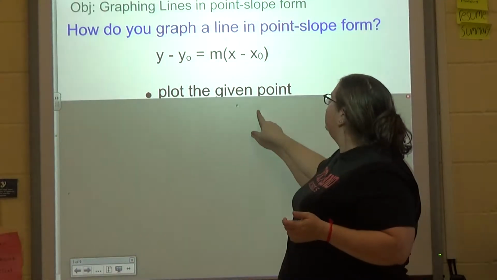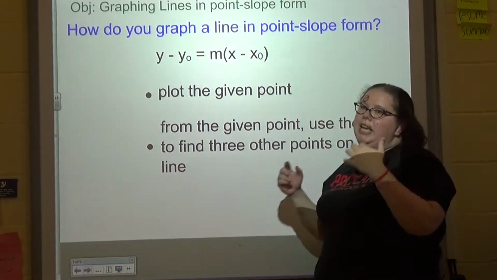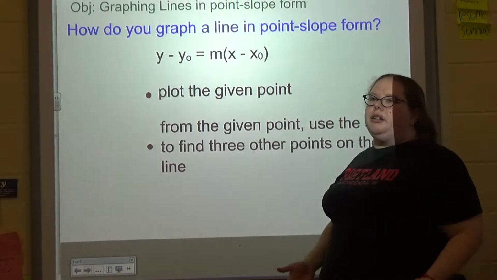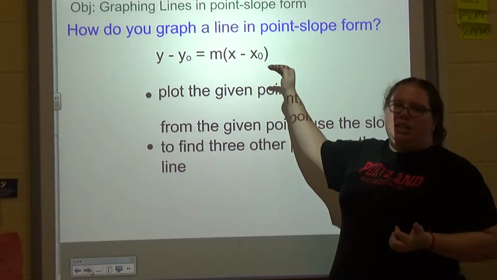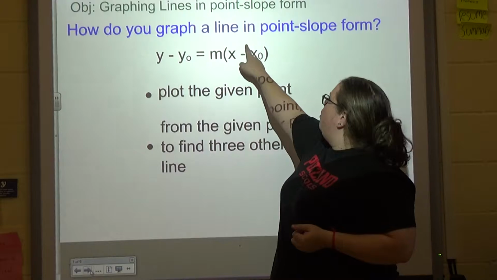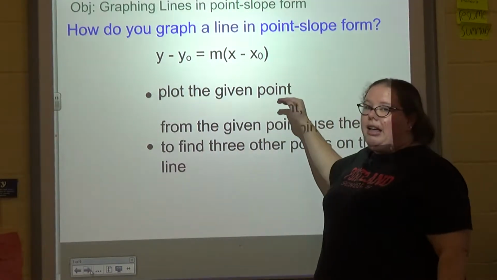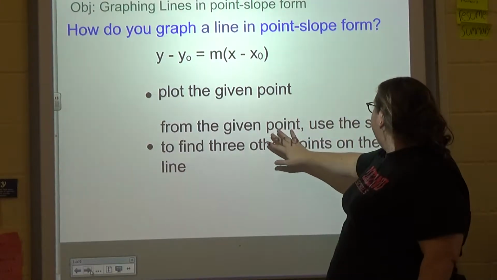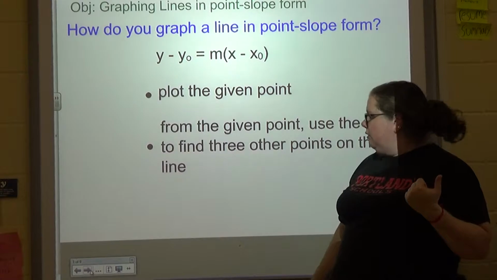Okay, so all we're going to do when you graph a line in point slope, instead of starting at your y-intercept like normal, we're going to just plot the point that's in the equation. Right? We have this point x0 and y0 that's in there. We're going to plot that, and then from that point we're going to use our slope. Pause the video if you need more time to write.